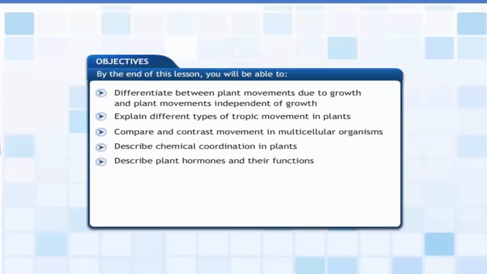At the end of this lesson, you will be able to differentiate between plant movements due to growth and plant movements independent of growth. Explain different types of tropic movement in plants. Compare and contrast movement in multicellular organisms. Describe chemical coordination in plants. Describe plant hormones and their functions.